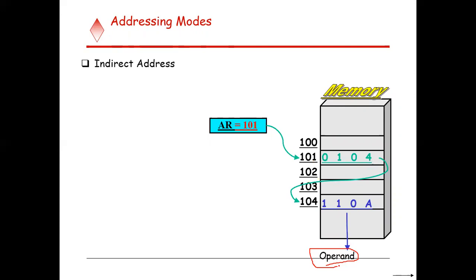So we have discussed how direct and indirect addressing modes differ. In direct addressing mode, the memory location itself holds the data. But in the case of indirect addressing mode, the memory location holds an address of another location, and at that particular address your operand will be present.